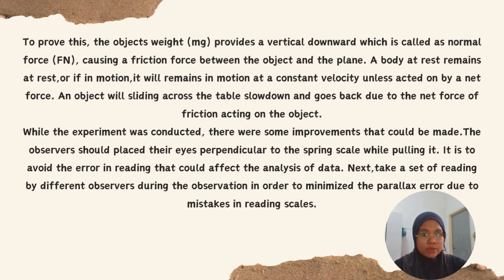A body at rest remains at rest, or if in motion, it will remain in motion at a constant velocity, unless acted on by a net force. An object sliding across the table will slow down and stop due to the net force of friction acting on the object. While the experiment was conducted, there were some improvements that could be made. The observer should place their eyes perpendicular to the spring scale while pulling it. It is to avoid the error in reading that could affect the analysis of data. Next, take a set of readings by different observers during the observation in order to minimize the parallax error due to mistakes in reading scales.